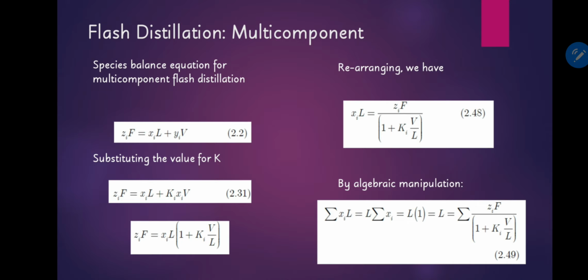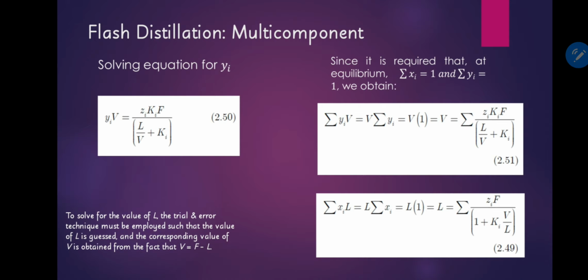You need to remember that the summation of xi multiplied by L will just be equal to L multiplied by the summation of xi. What I'm trying to say is that the summation of ziF over the quantity 1 plus KiV over L will give you the total flow rate of the liquid phase, L.